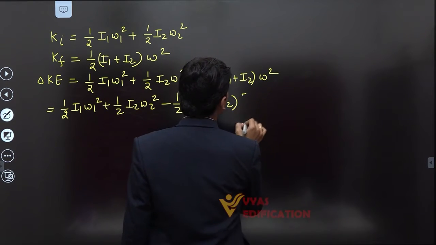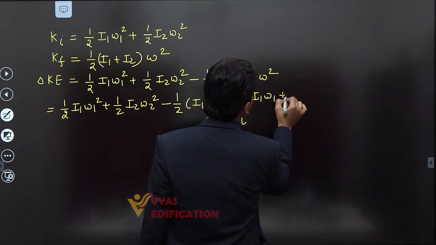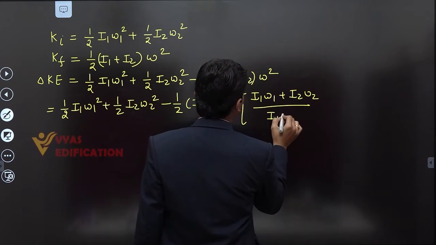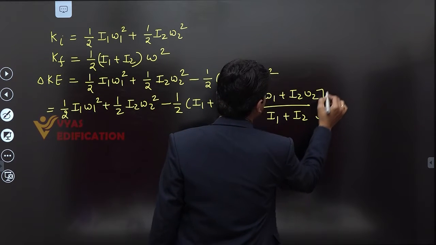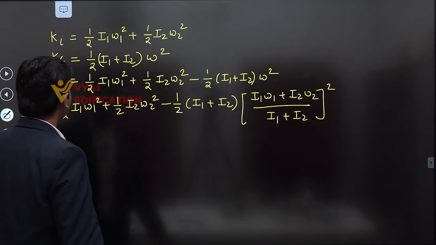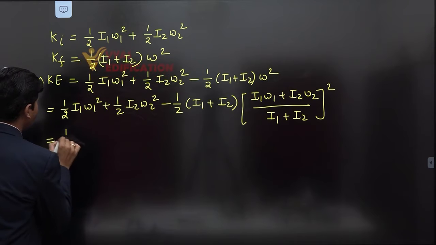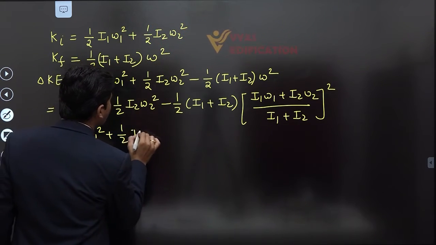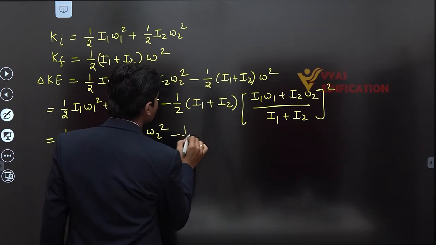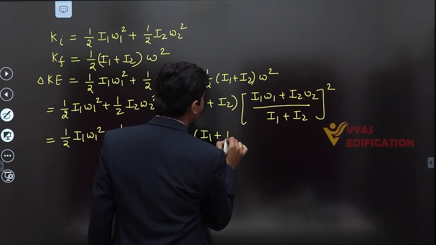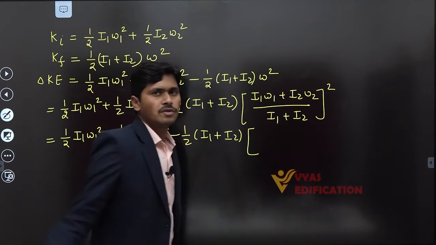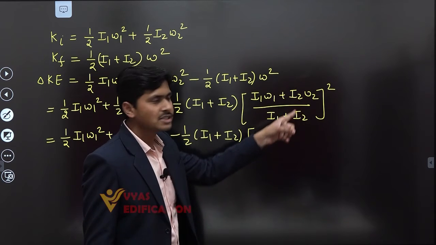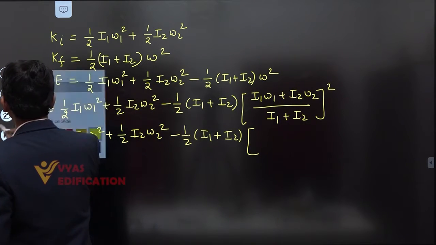Now we know the value of omega: I1 omega 1 plus I2 omega 2 divided by I1 plus I2, clear, and this value we have squared. Clear? So from here, first of all we have to calculate half of I1 omega 1 square plus half of I2 omega 2 square minus 1 by 2 I1 plus I2, clear. Now we can say this I1 plus I2 and this I1 plus I2 cancel out. Actually this is a square, so we can write like this.